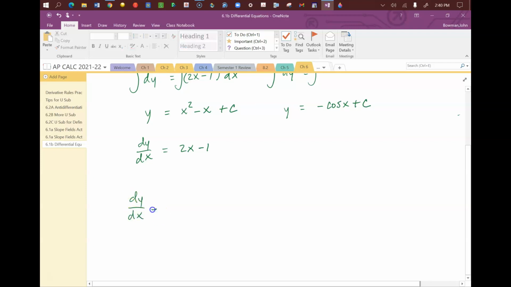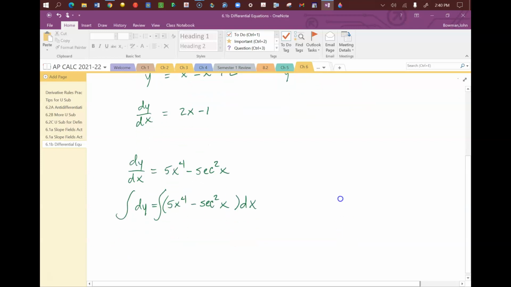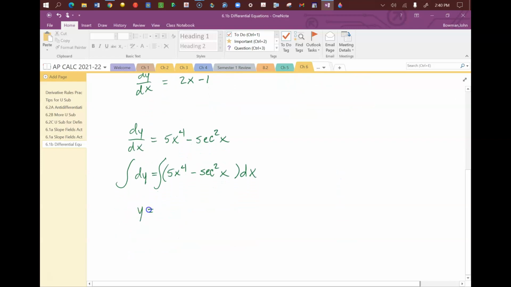dy dx is equal to 5x to the fourth minus secant squared x. Again, multiply both sides by dx, and you will have dy is equal to 5x to the fourth minus secant squared x times dx. We're going to integrate both sides, and don't forget the constant of integration, so you're going to get y is equal to, the antiderivative of 5x to the fourth is x to the fifth, minus the antiderivative of secant squared, which is tangent of x, plus a constant c.